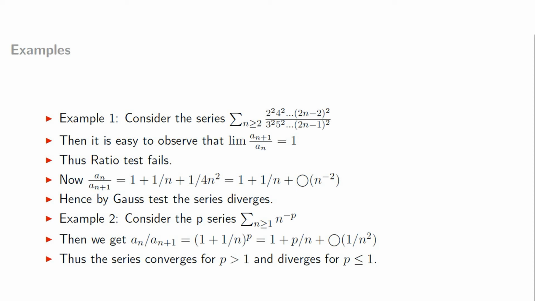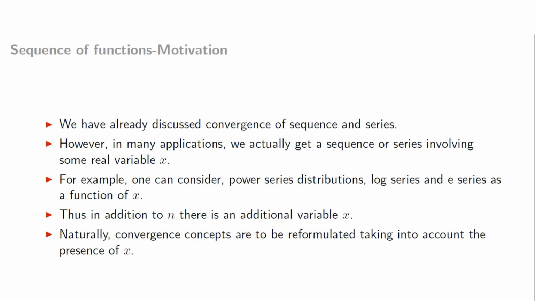It is very natural that the ratio of an and an plus 1 comes out as 1 plus 1 by n whole to the power p, which can be further written as 1 plus p by n plus big O of 1 by n square, and therefore the series converges for p greater than 1 and diverges for p less than or equal to 1. In our next topic, we shall discuss sequence of functions.